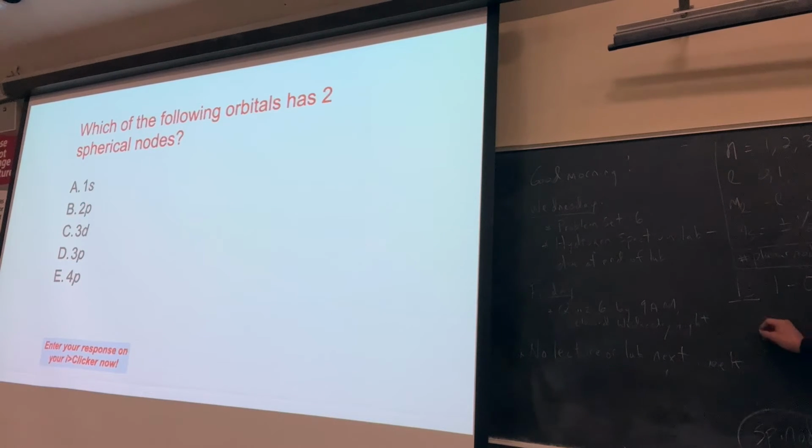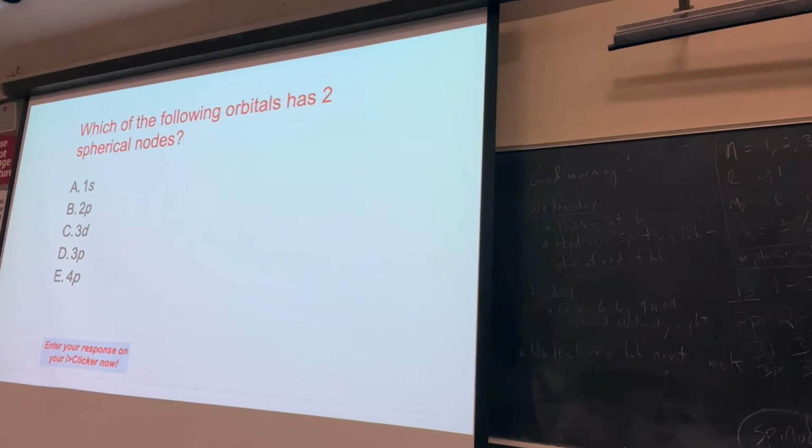All right. So going along, 2p, n is 2. p means L is 1. Minus 1, no spherical nodes. 3d, n now is 3. d means L is 2. And we're going to still subtract 1. Striking out. 3p, n is 3, minus 1 for p, minus 1 for 1 more. 3 minus 1 minus 1.